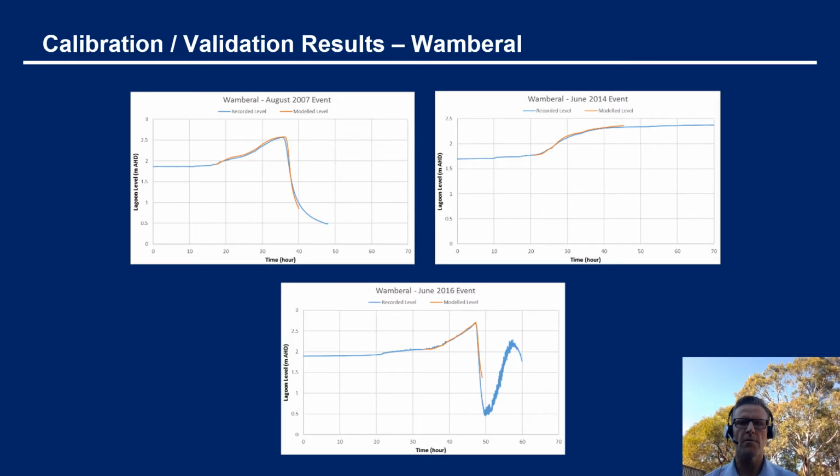Here are some of the calibration validation results for Wamberal. Using the catchment rainfall with a hydrological model and knowledge of the height at which the berm will start to overtop allows for a reasonable calibration of the key parameters.